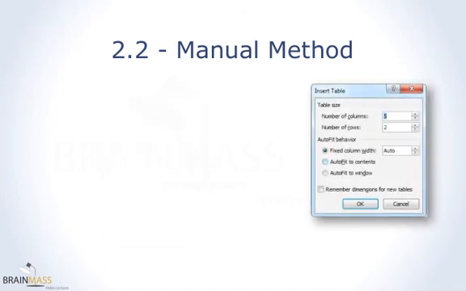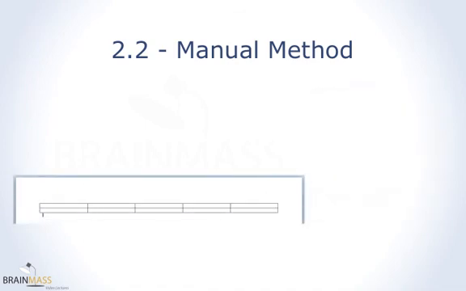Clicking on that gives us this dialog box for Insert Table, and instead of dragging our mouse around to find the dimensions that we want, we manually adjust the number of columns and rows, in this case 5 and 2. Click OK. And our 5-column, 2-row table is then inserted into our Word document.